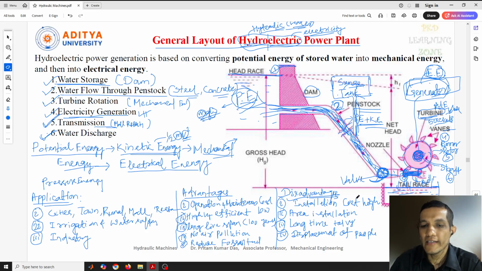So these are the advantages, disadvantages, and applications of this hydroelectric power plant. And these are the steps of working, and these are the names of the components, as I told you, used in this hydroelectric power plant.